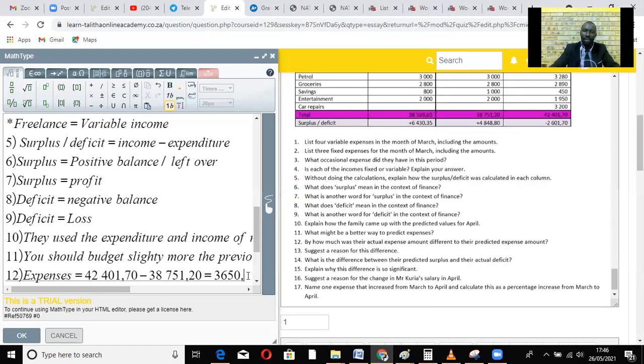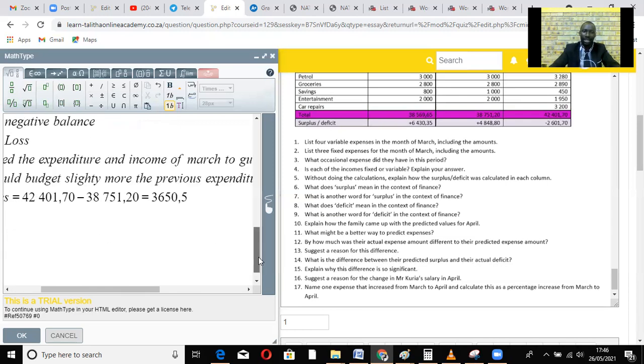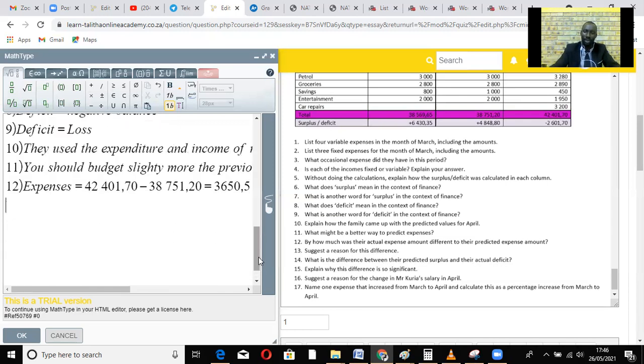So yes, this would be the difference, and just that. Now, the next thing we want to look at is question 13. Question 13 is asking that we suggest a reason why there was a difference between the budgeted expense and the actual expense. What would be the reason for this?